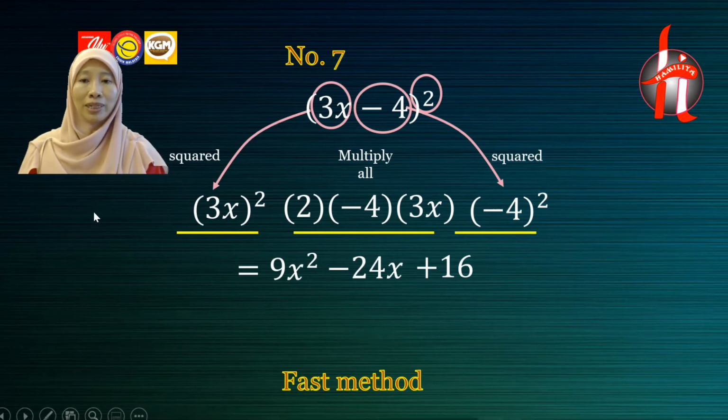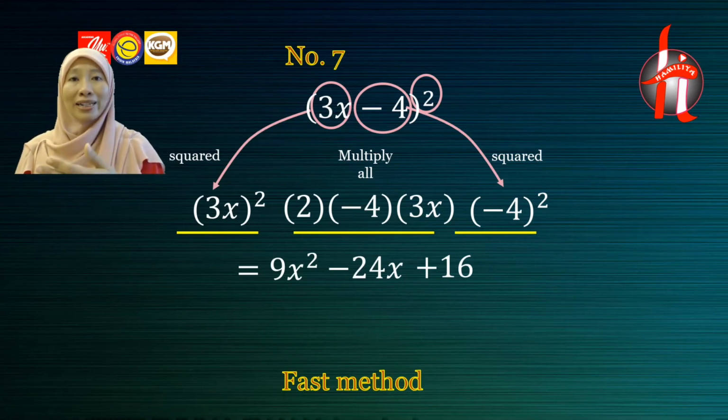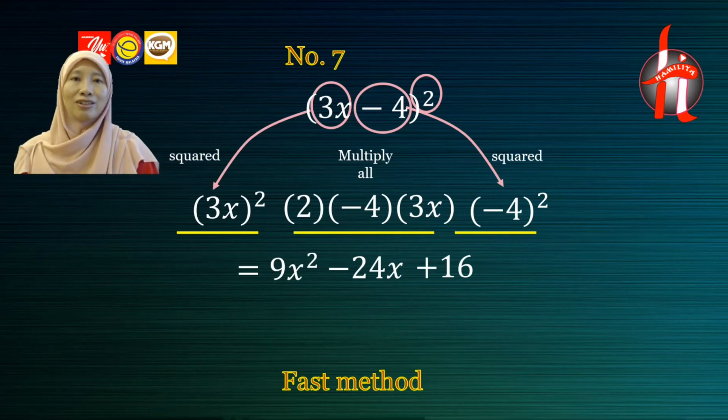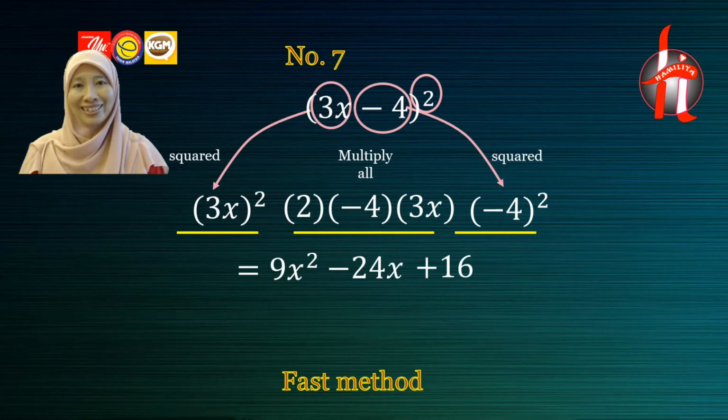Now, when you are familiar with this method, you can just omit this part. You can straight away calculate mentally and straight away get the answer. It's very simple and it just needs practice. Practice makes perfect. You can just create your own two-term expression and bracket, square the bracket, and use this method. It is going to make your life so easy doing mathematics.